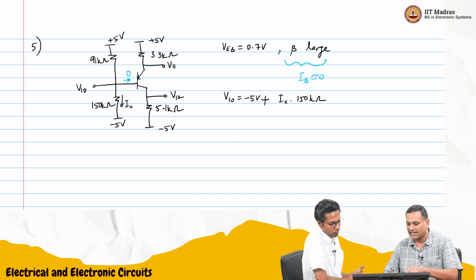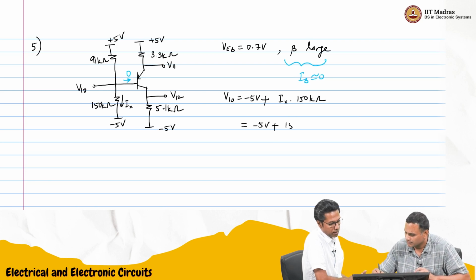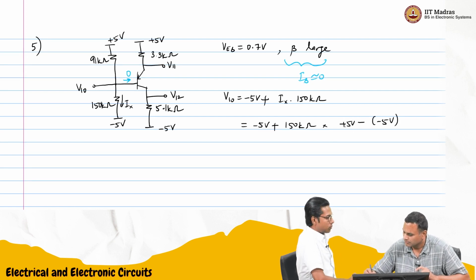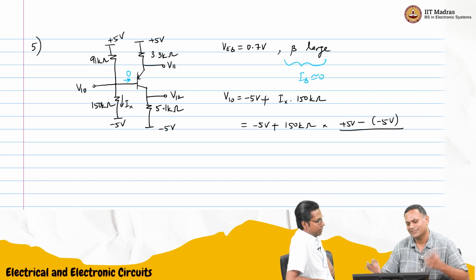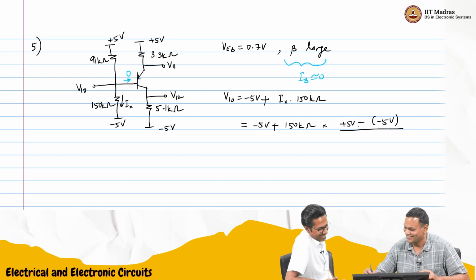Okay. And Ix is plus 5 minus 5 by total resistance. By total resistance. So basically apply superposition and find out. That is correct, the best way to do it. Correct. Okay.